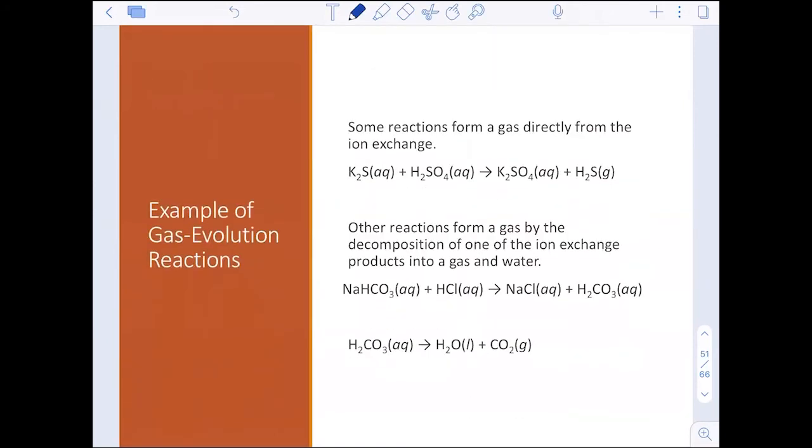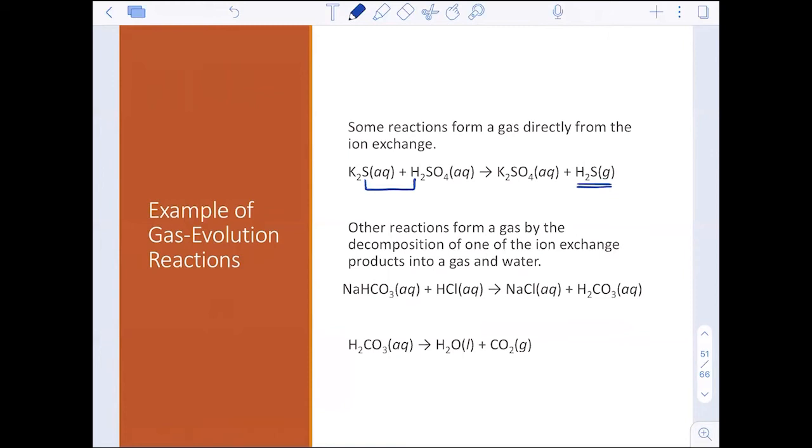Some reactions form a gas directly from the ion exchange, such as here, when the anion S-2 forms with H+. H2S is a gas at room temperature, so that usually bubbles out of the solution. Now I like this next example.